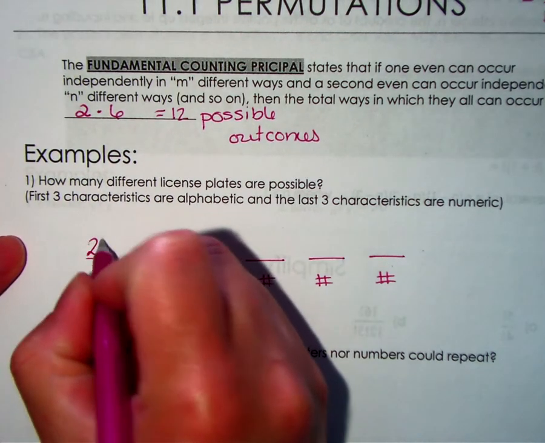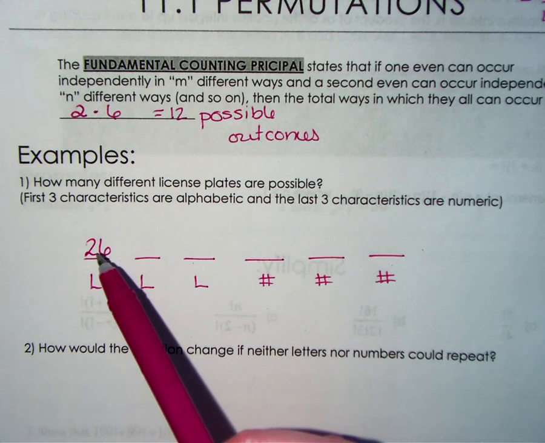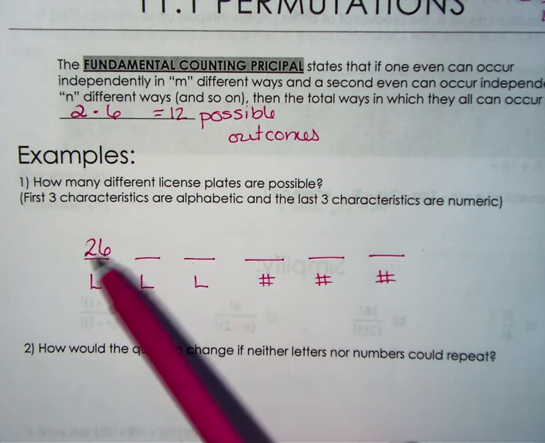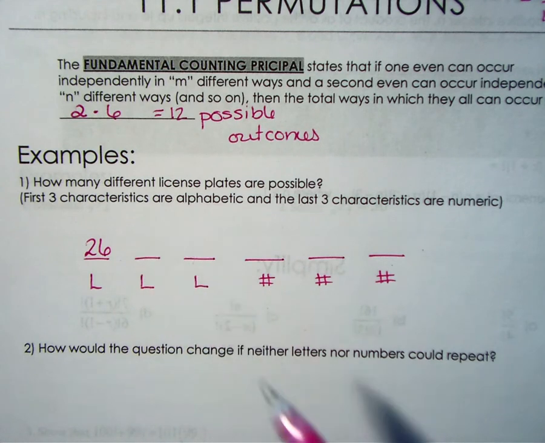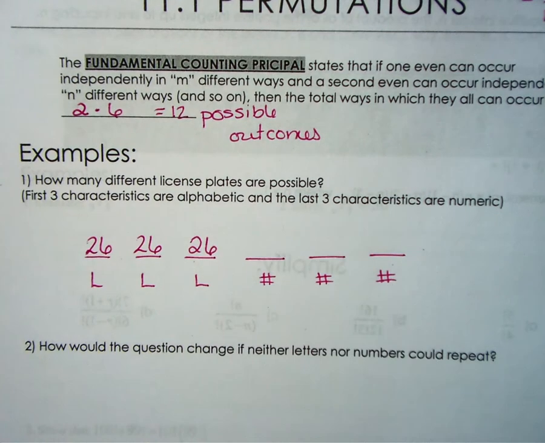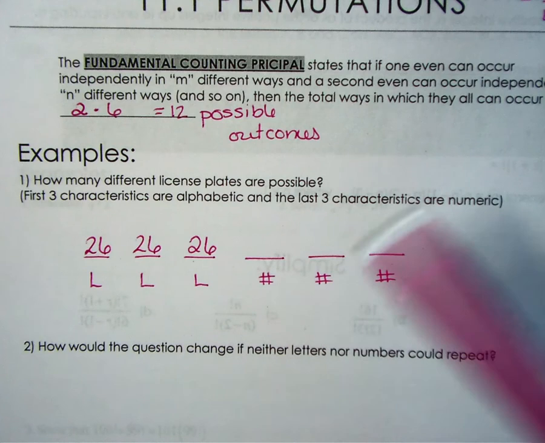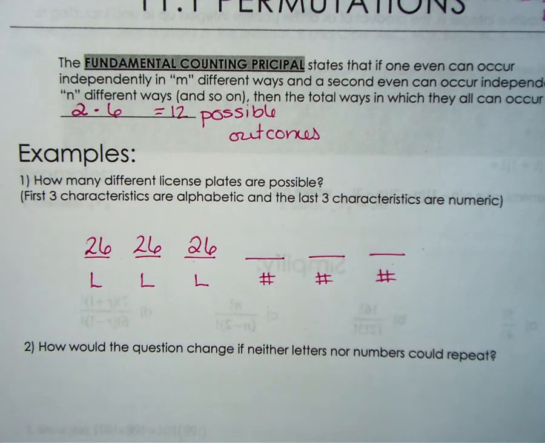26. So if I pick the letter K for my first one, K goes back into the bin, so how many can I choose from next time? 26. And for the third one? 26. I don't think KKK is a great license plate. Okay. So, numbers. 10.